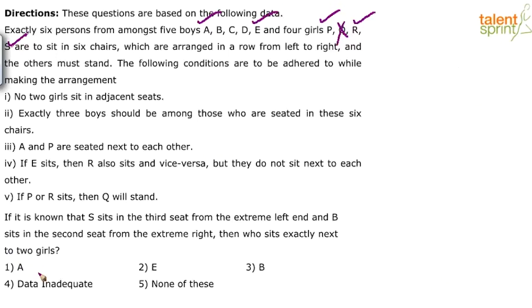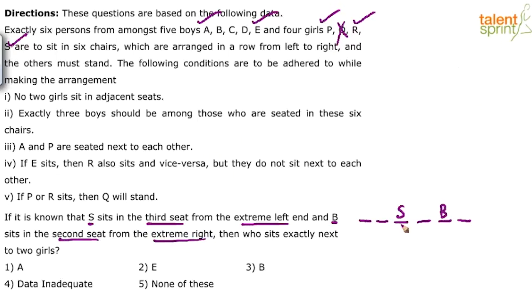Try this. So 6 positions, like we all know, 1, 2, 3, 4, 5, 6, 6 positions. If it is known that S sits in the third seat from the extreme left end, S is in the third seat from the extreme left end. So this is the extreme left end, S sits in the third seat. So first, second, third, S sits here. And B sits in the second seat from the extreme right. So extreme right is this, B sits here.